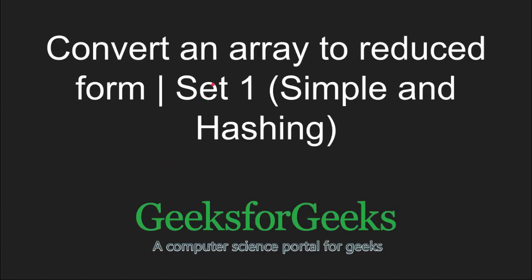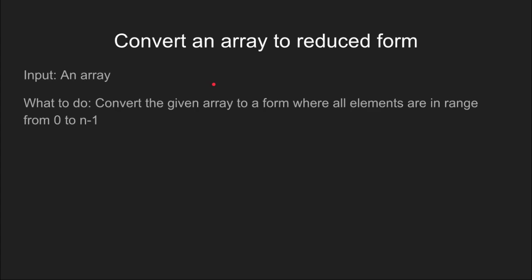Today we are going to discuss how to convert an array to reduced form. The question we have is that given an array with n distinct elements, we have to convert the given array to a form where all the elements are in range from 0 to n minus 1. The order of elements is same, that is 0 is placed in place of the smallest element, 1 is placed in the place of second smallest element, n minus 1 is placed for the largest element. Our target complexity is O of n log n.